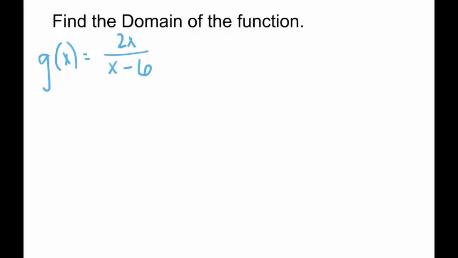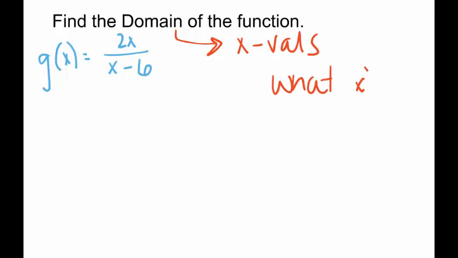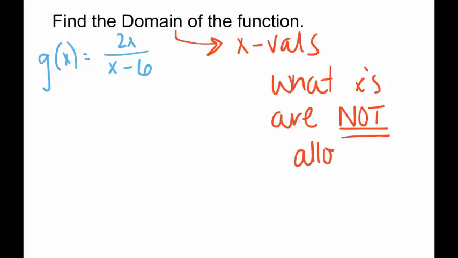Also, in early chapters, we talked about domain and range. And what we're going to do on number 4 is find the domain of the function. And we know that domain are x values. So basically what this question is saying is what x's are not allowed. That's what we're trying to figure out, that there's probably some x that's not allowed.